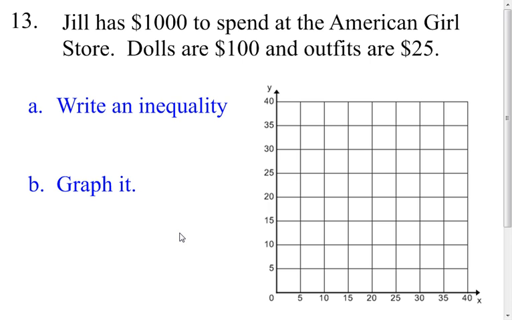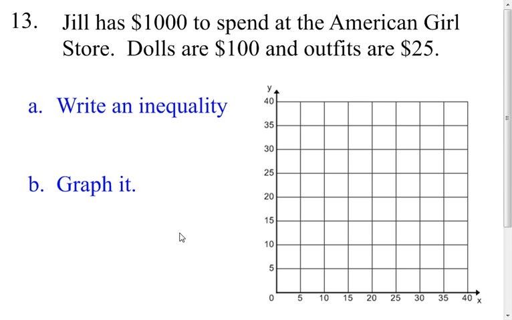Basically, she's going to buy some combination of dolls and outfits, and we don't really know how many dolls, how many outfits, but when she combines them, she cannot spend any more than $1,000. Okay? So this is sort of what it's going to look like.